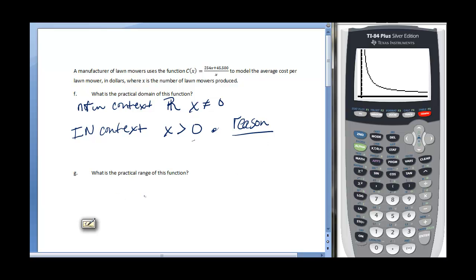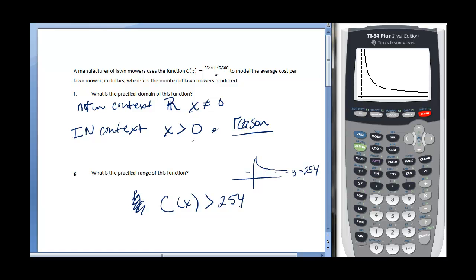Now, the practical range, remember that our graph looks something like this. We have a horizontal asymptote at y equals 254. And so we're not going to fall below that. So for our practical range, our output, or since we used cost with respect to our units, would have to be greater than 254.